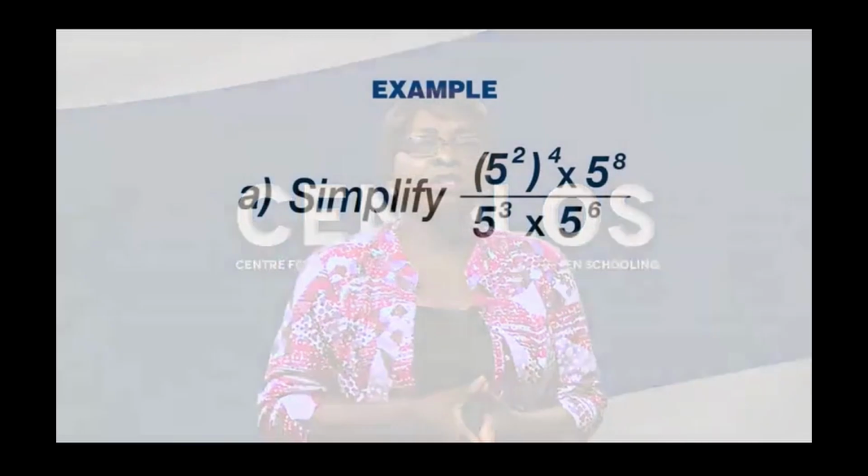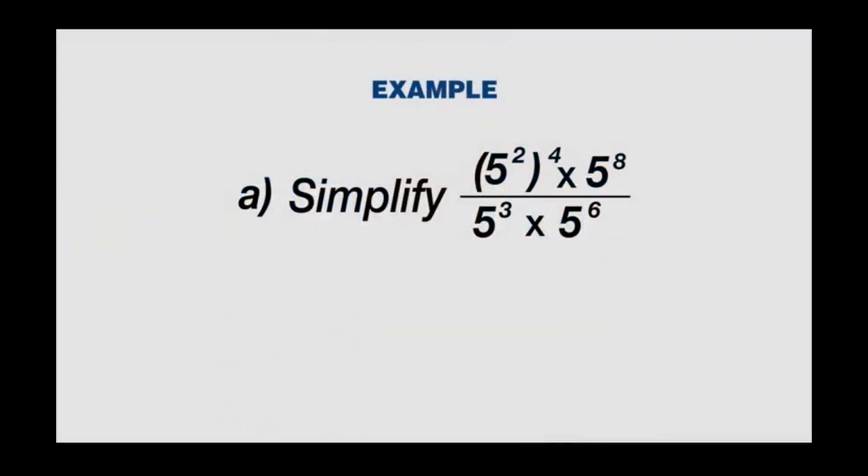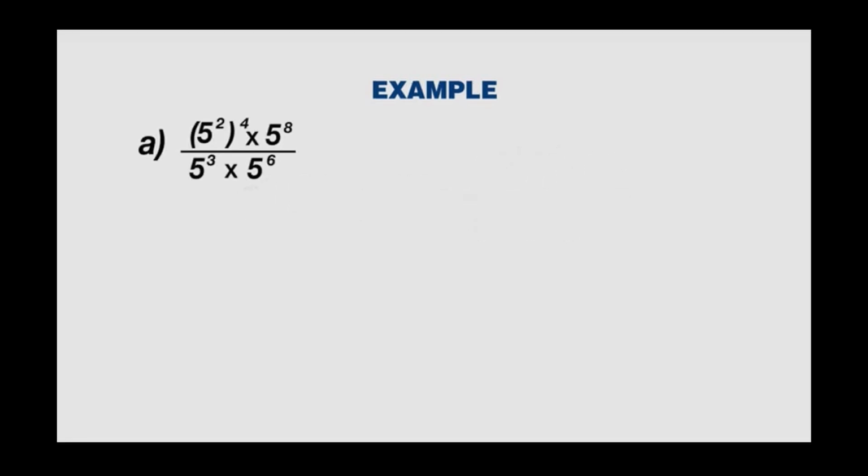It says 5 raised to the power 2 all raised to the power 4 times 5 raised to the power 8 divided by 5 raised to the power 3 times 5 raised to the power 6. You want to simplify this expression. Good. So we'll use the law of powers for the first part. That will give us 5 raised to the power 2 times 4. And that gives us 5 raised to the power 8.